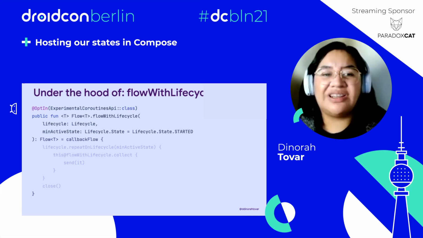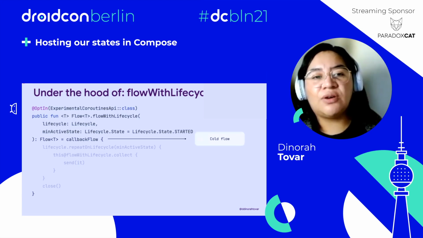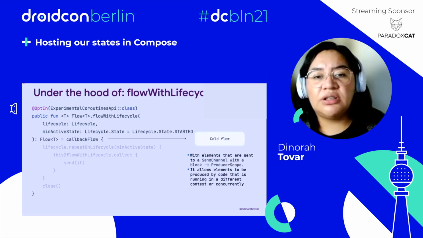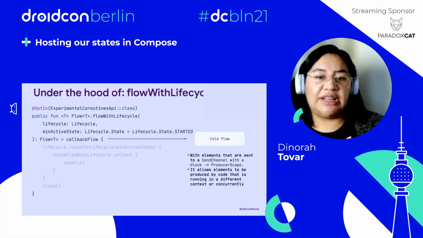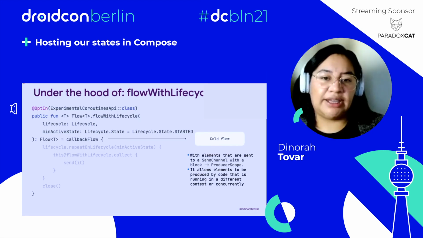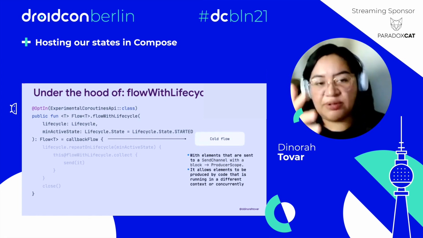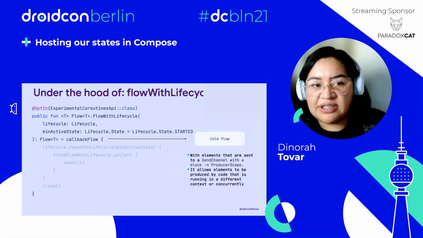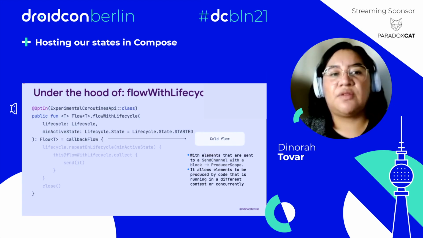So the flow is going to use a callback flow, and a callback flow, at the end of the day, is a cold flow. It allows the elements to be produced by code that is running in a different context, so maybe concurrently. This is something specific that you might need for some specific cases, maybe a channel or something like that. So you can use it with a callback flow.